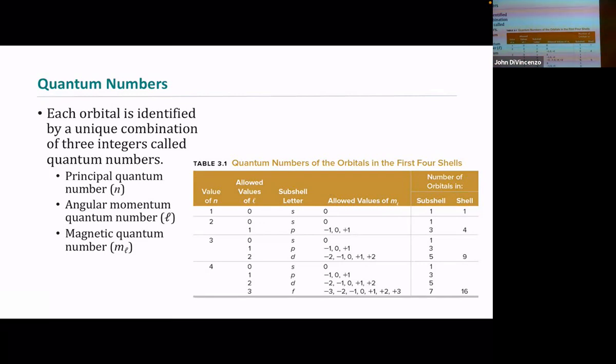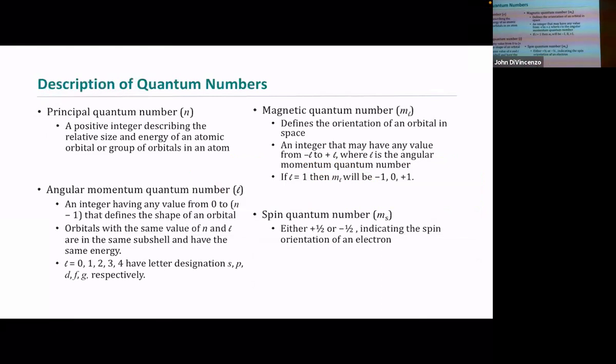That's L. And then the magnetic quantum number is ML. I think it's on the next slide. I'll just go to the next slide, so it's explaining it here. We're going to be coming back to this, so hang on for a second. Let's do this right here.